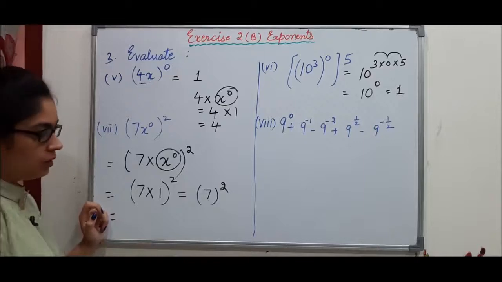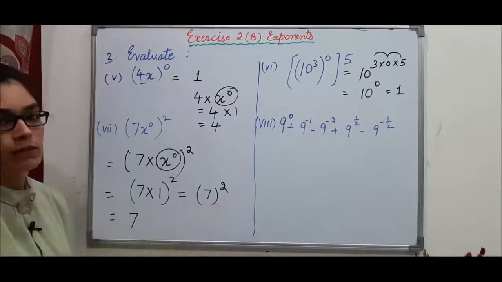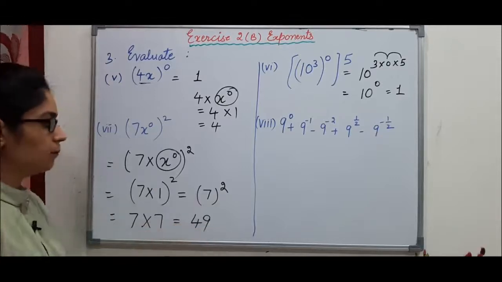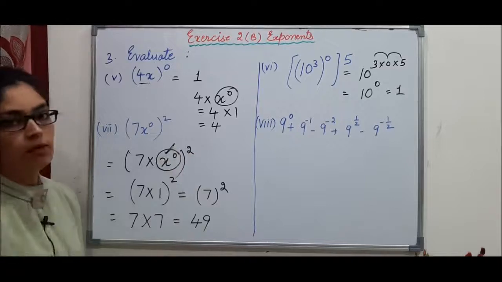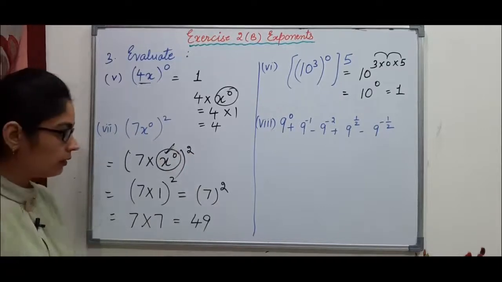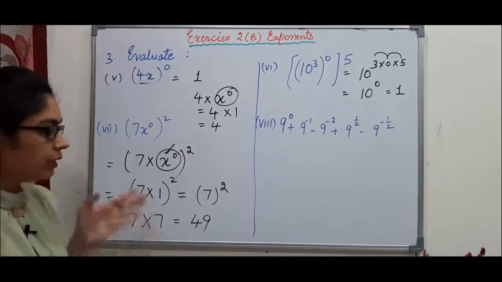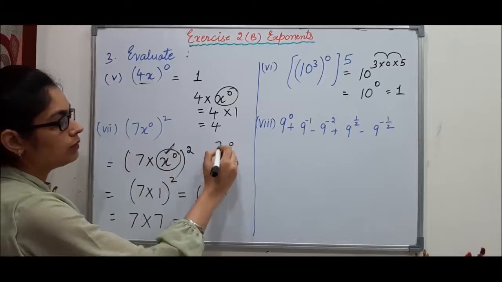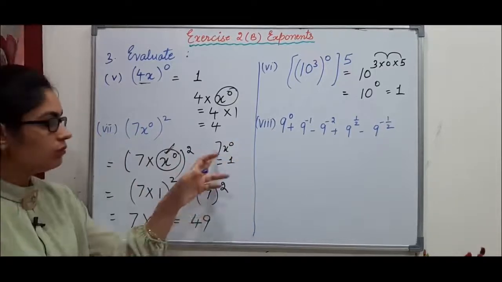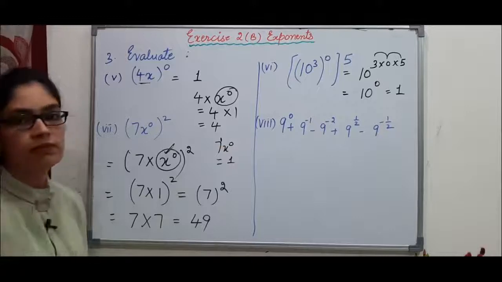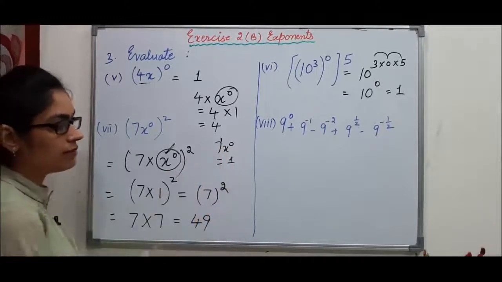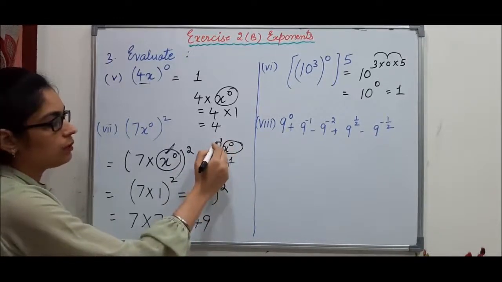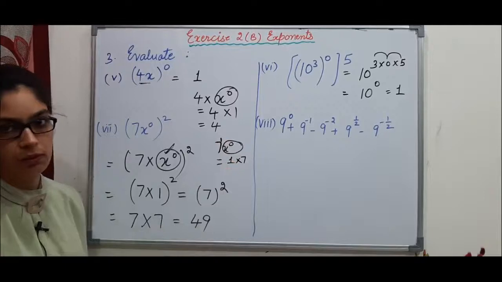Square means power 2. So when the power of 7 is 2, we have to multiply it 2 times. 7 into 7 is 49. So whenever the power of any number is 0 and the whole bracket is not there, don't assume that 7 also has power 0. Don't assume that this equals 1, because with 7 there is power 1. 7 is written 1 time. The power of x is 0. Only this you have to take as 1, not the complete, because the power of 7 is 1, so it is 7 only.